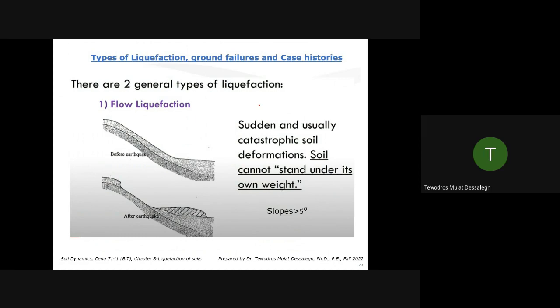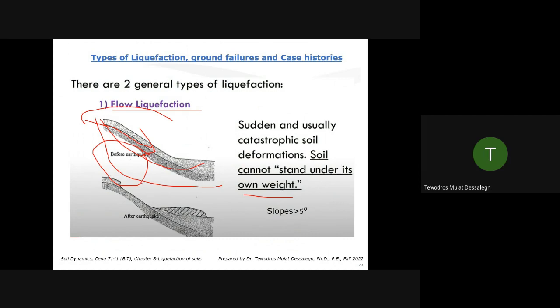There are two general types of liquefaction. One can be flow liquefaction. This is like a flow pattern on the ground surface. If it is sloped, the whole thing can go down. We call this flow liquefaction: sudden and usually catastrophic soil deformation. Soil cannot stand under its own weight, such as slopes. It looks like a slope failure, but actually it liquefied and the soil doesn't have any more resistance to carry the slope, so the entire thing collapses.